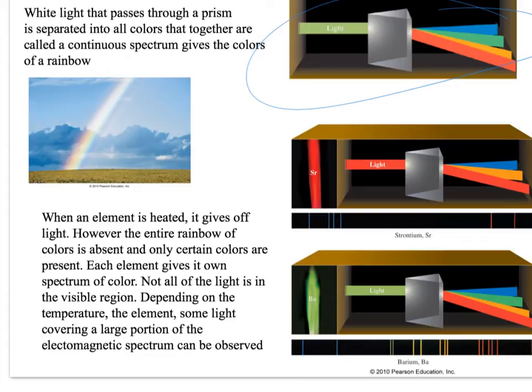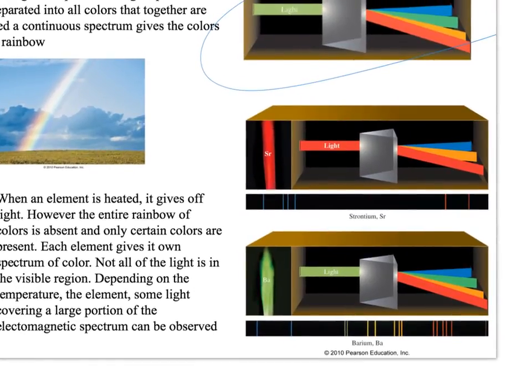Not all of the light is in the visible region even. Remember back to that previous slide, the visible region was only a sliver, just a small sliver in the electromagnetic spectrum. Depending on the temperature, the element, some light covering a large portion of the electromagnetic spectrum can actually be observed. Now, what I'm showing you here, let me kind of try and blow this up a little bit.